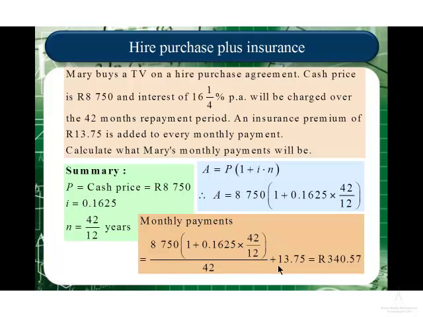But be careful, we have to add 13 Rand and 75 cents to each and every one of these installments because of the insurance premium that must be added to our monthly payment. So this particular formula applies: get the total accrued amount divided by 42 plus 13 Rand and 75 cents, and that gives us an amount of 340 Rand and 57 cents for the monthly payment that is required in this particular case.